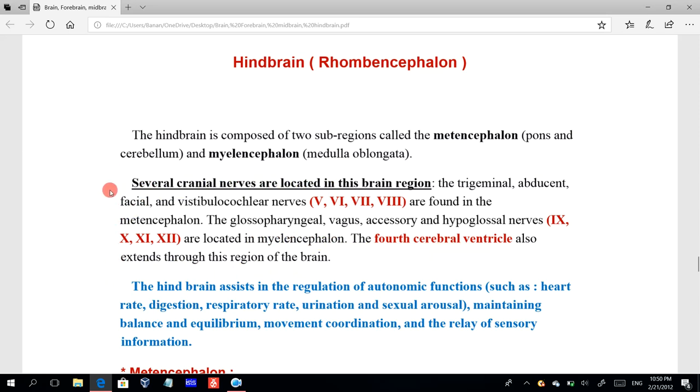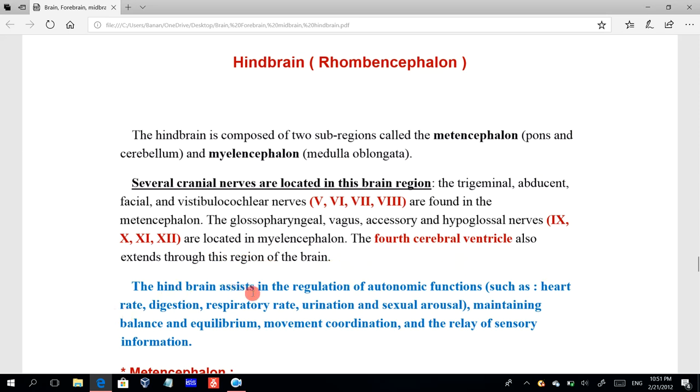You should know it. If you remember, in the forebrain, we have the first and second cranial nerves. In the midbrain, we have the third and fourth cranial nerves. And in the hindbrain, from the pons, we have the fifth, sixth, seventh, and eighth cranial nerves. And from the medulla oblongata, we have the 9th, 10th, 11th, and 12th cranial nerves. In addition to these cranial nerves, we have the fourth cerebral ventricle, which also extends through this region of the brain.